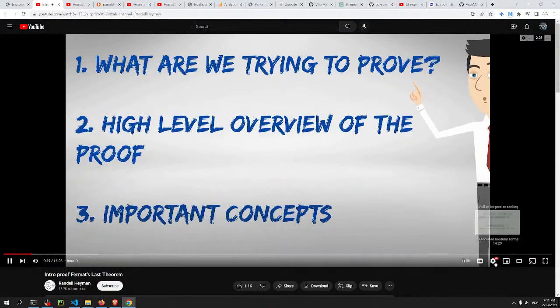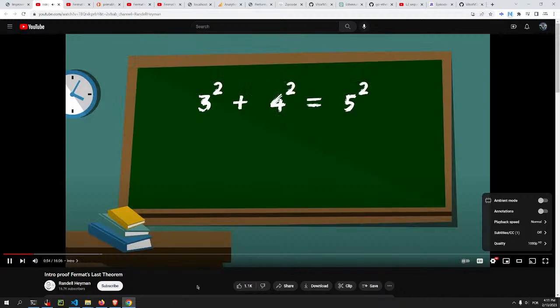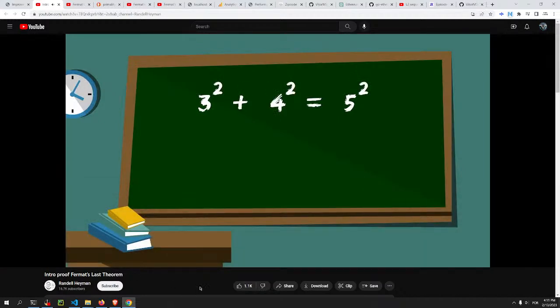So let's start with what we are going to prove. It's very easy to find two numbers that are square numbers, but when we add them together, we get a square. So for example, 3 squared plus 4 squared equals 5 squared. Fermat's last theorem says that you can't replace the 2 with any higher number.